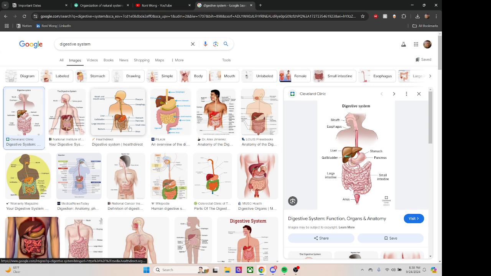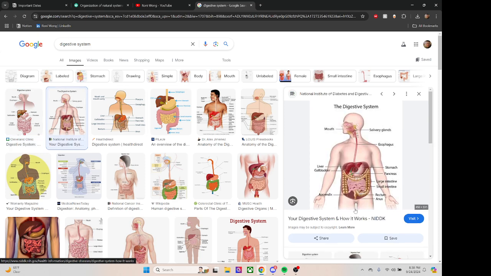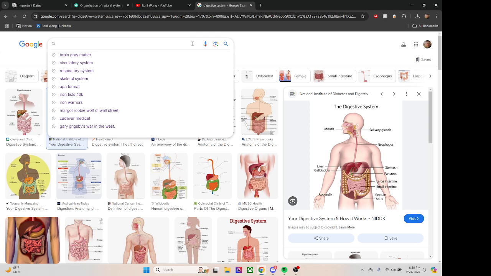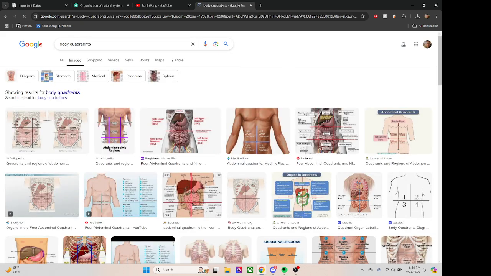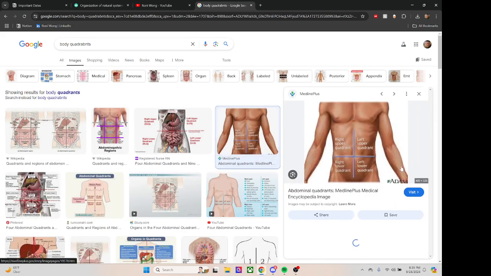So usually when you look at this, there's a quadrant system that people use, especially if you're a medic and you have to tell the nurse where the injury is. Let me show you guys real quick. Body quadrants. Like this, for example, you got your RUQ, or your right upper quadrant, left upper quadrant, left lower quadrant, and your right lower quadrant, right?